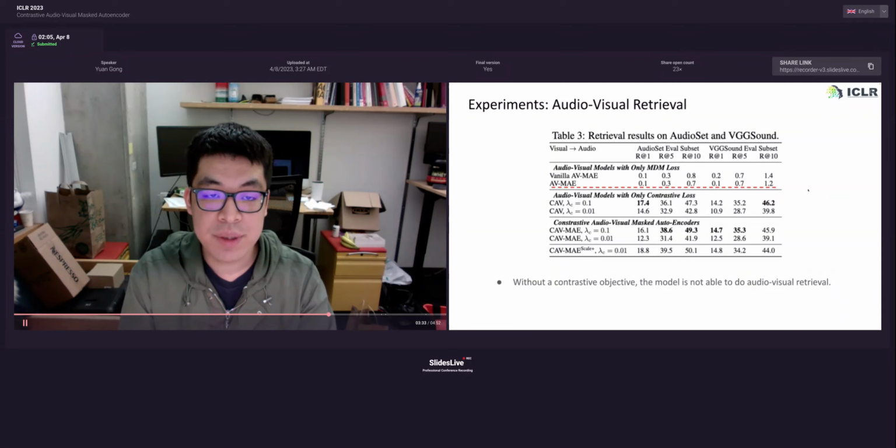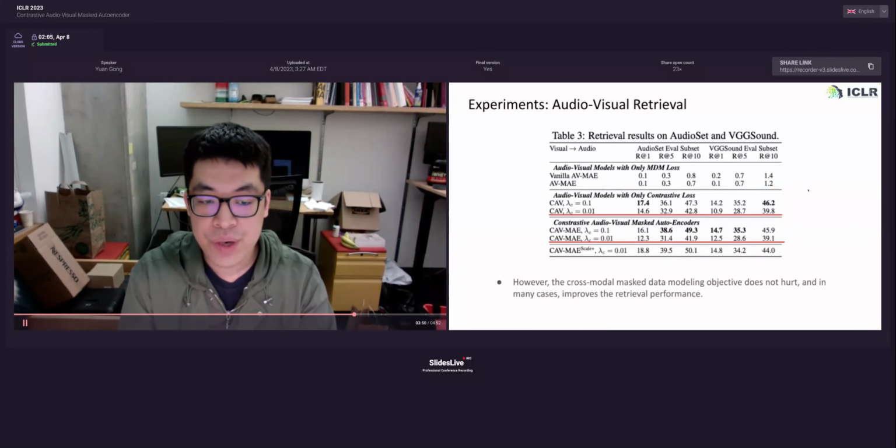The second experiment we did is audiovisual retrieval, to evaluate the quality of coordinated representation. As we can see, without a contrastive loss or projector, the MAE model is not able to do audiovisual retrieval at all. However, when we add the MAE loss to contrastive learning, we find that the MAE loss does not hurt and in many cases improves the retrieval performance, so we can have a single pre-training framework for both tasks.